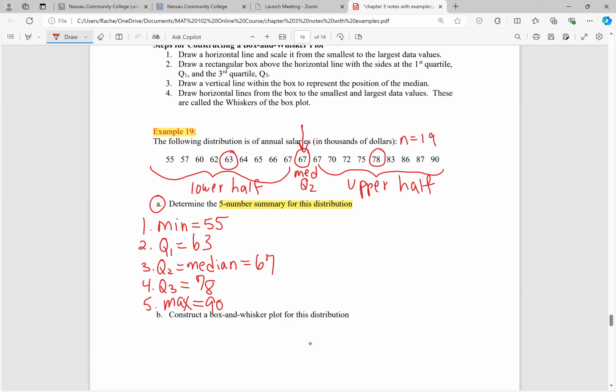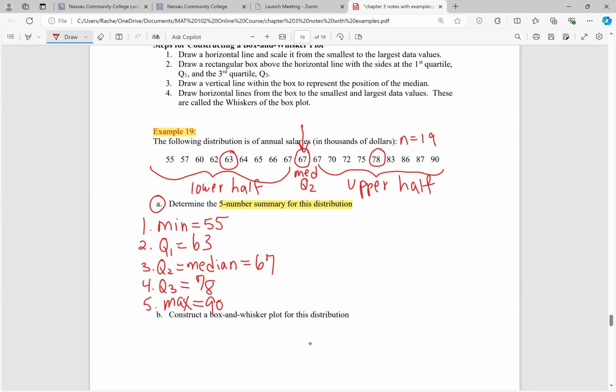Now notice that when I look at the lower half and the upper half, I'm not including the median. I'm looking to the right of the median and to the left of the median. So this would be my 5-number summary. And this is a nice quick way to describe the main characteristics of a data set in terms of quartiles.